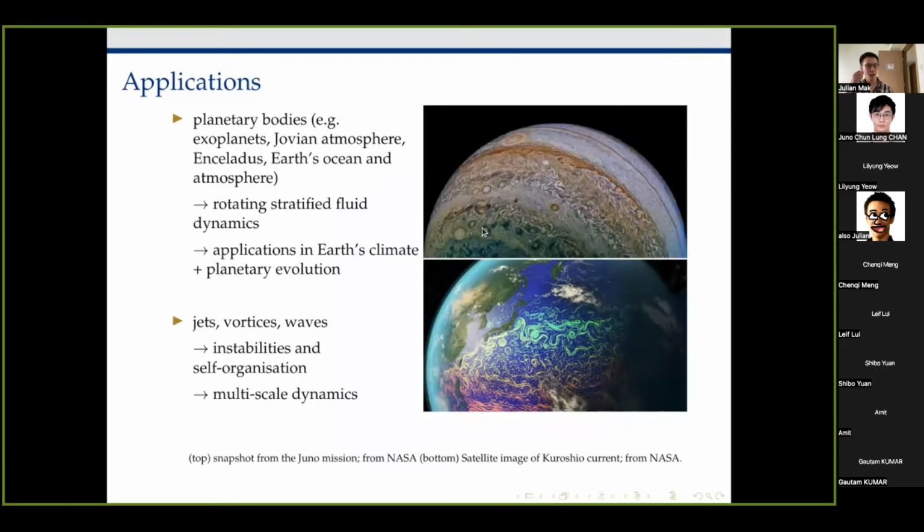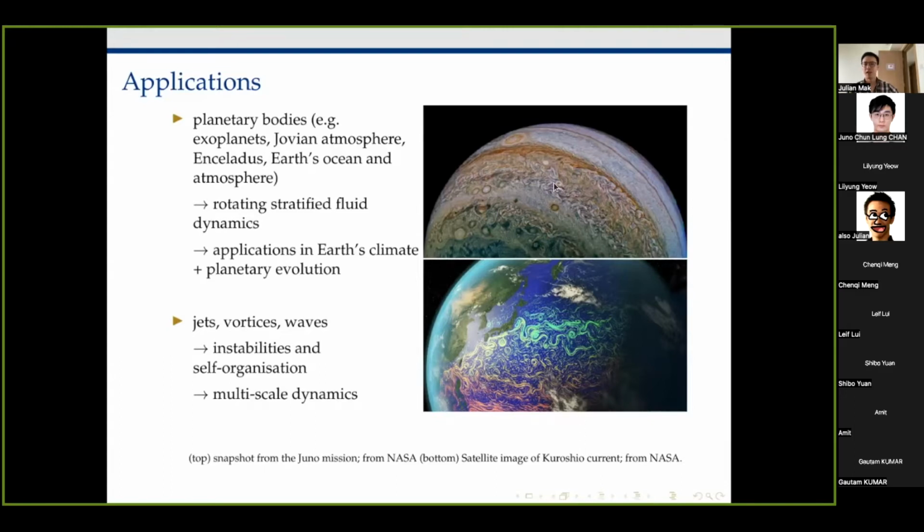So this is the kind of thing that I focus on quite a lot, which is planetary bodies with a particular focus on the Earth. I mostly deal with the ocean, but I also look at the atmosphere occasionally. In some sense, it doesn't really matter. They're kind of one and the same to me anyway. So these are the two examples I've given here.